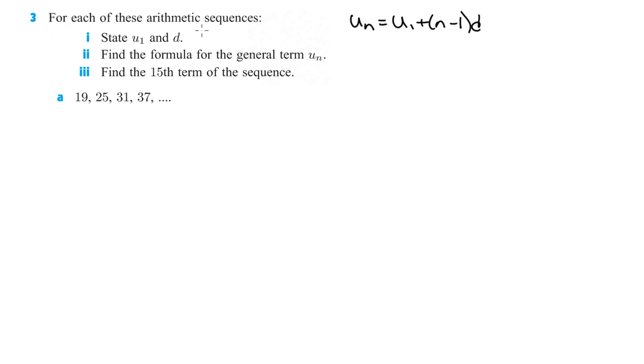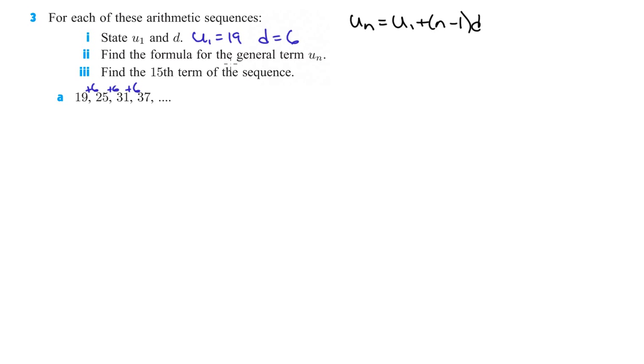Number 3 here, for each of these arithmetic sequences, state u sub 1 and d. Okay, so u sub 1 is the first term. So u sub 1 is 19, and then the d is the difference, what it's changing by each time. So let's see, plus 6, plus 6, plus 6. So our d equals 6.